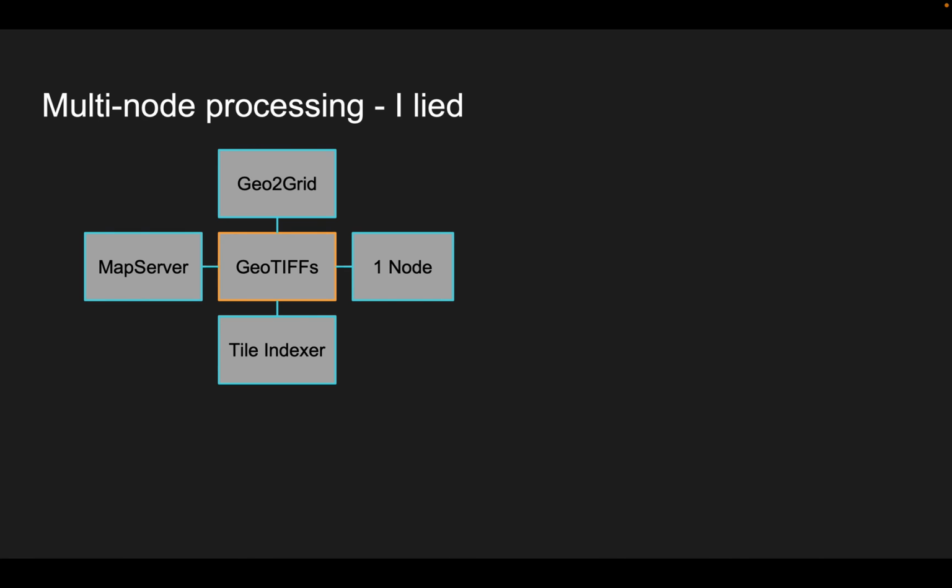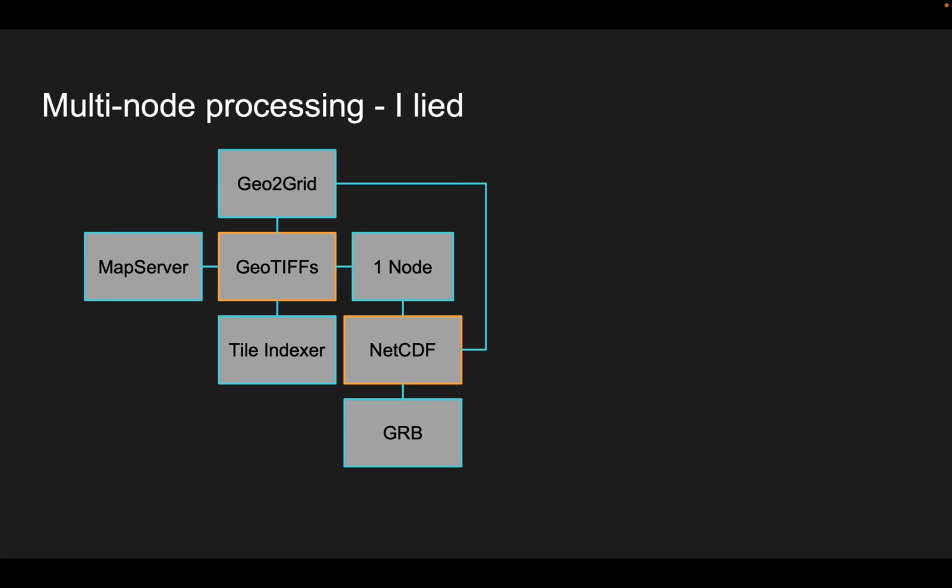So if we think about what processing needs those GeoTIFFs, we have GeoGrid producing the GeoTIFFs, and then MapServer and a tile indexer using the GeoTIFFs. But GeoGrid also needs input, so it needs netCDF files. So there's also the netCDF storage on that node, which means GRB also has to be on that node. So GRB processing is all on that one node. So we've gone from wanting this nice distributed processing to putting a lot of work onto one node.